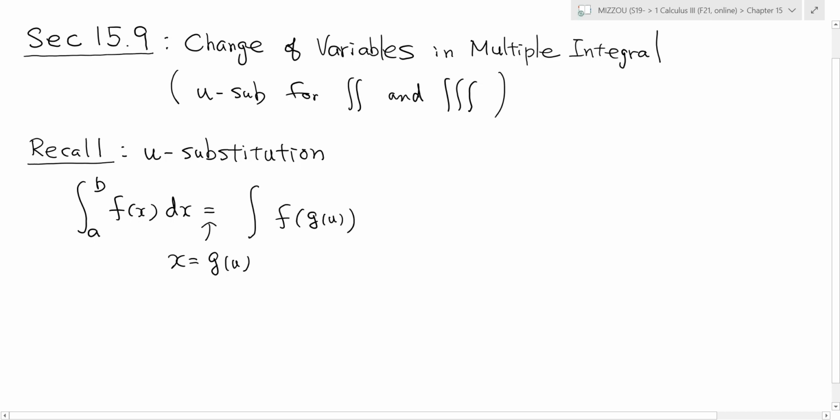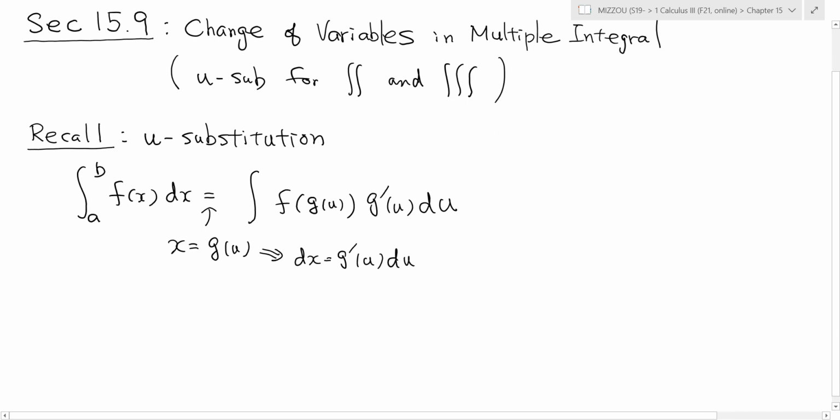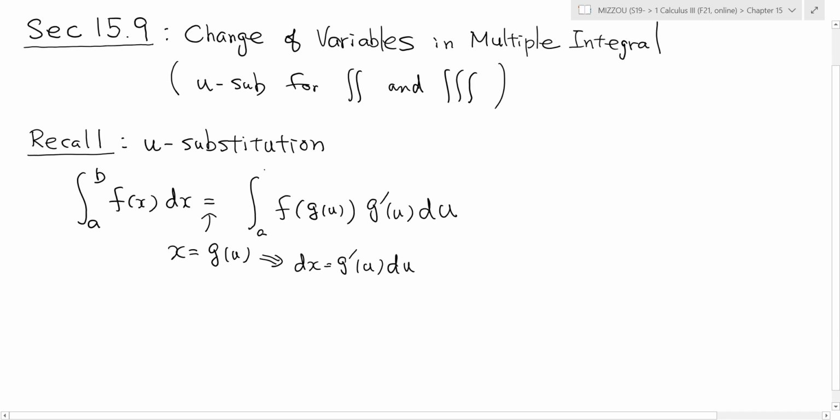And the du, but what's du? Well, from here, you could say that dx is g prime of u du. So that's g prime of u du. And then accordingly, you have to change the limits from a to b to a prime, b prime. So usually you get different limits if you change the variable. Okay, and this was what the u-substitution was.